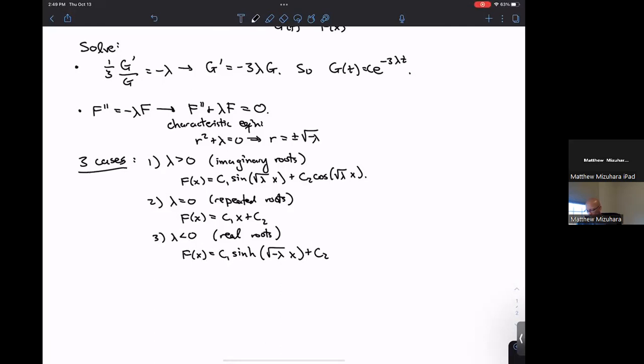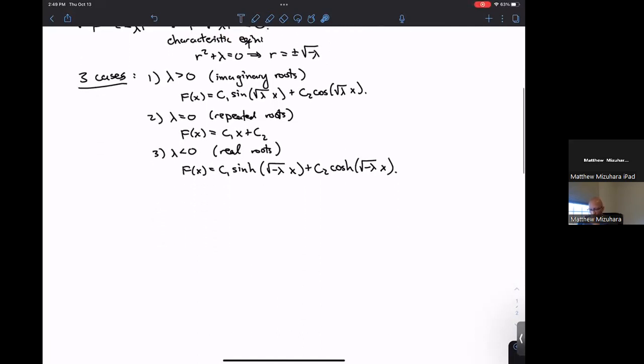C2 cosh. Okay. So these are the same cases we saw previously with the Dirichlet problem. Nothing has changed, because the ODE, f double prime plus lambda f equals 0, hasn't changed. So of course the general solution should be the same. Okay. So now, as usual, I need to start eliminating some of these cases. In order to figure out which of these I should keep and which I should get rid of, I need to consider now the boundary conditions. So let's consider the boundary conditions.